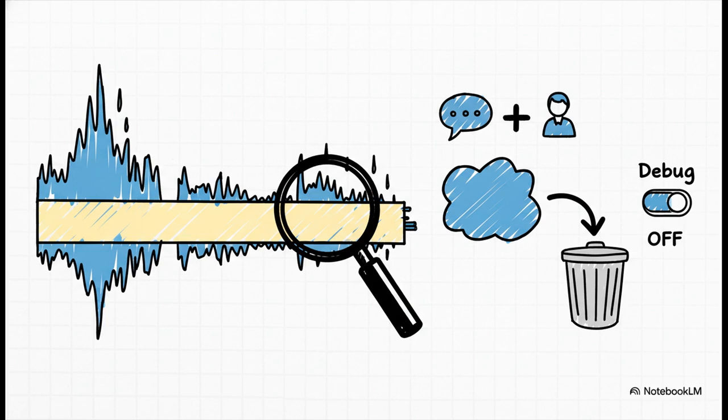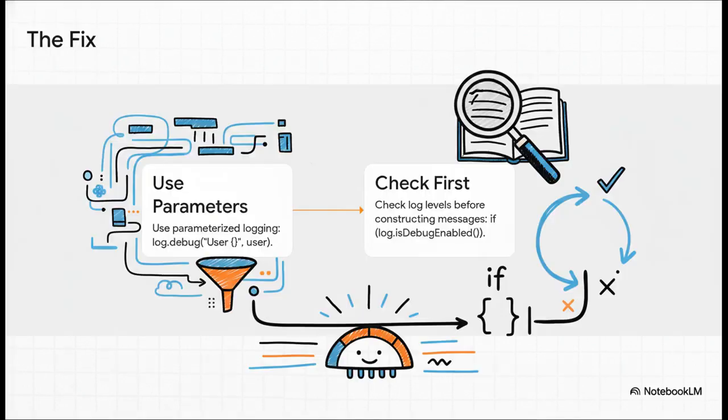And the culprit? It's often a single debug log statement. You see, even if your debug logs are turned off, something like log.debug("user" + user) still has to create that new string before it even checks the log level. It's generating tons and tons of garbage for no reason. The fix here is so simple. It's just a change in your coding habits.